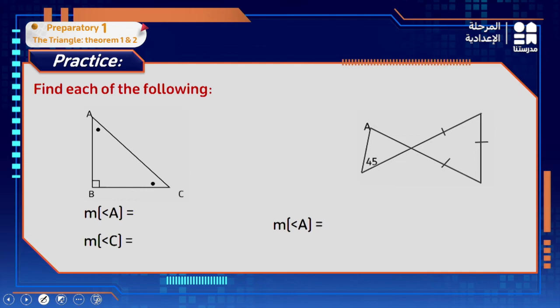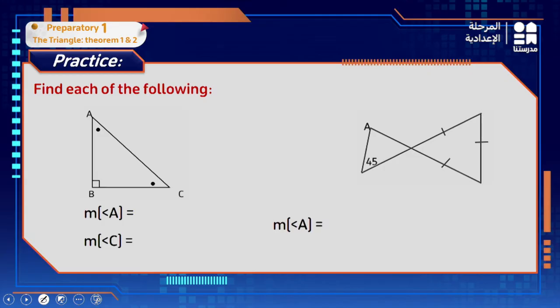Okay, let's take another one. Find each of the following. In this triangle ABC, B is a right angle. It's given from the right corner. What is the measure of A and the measure of angle C? Here we have dots at each of A and C, so they are equal in measure.